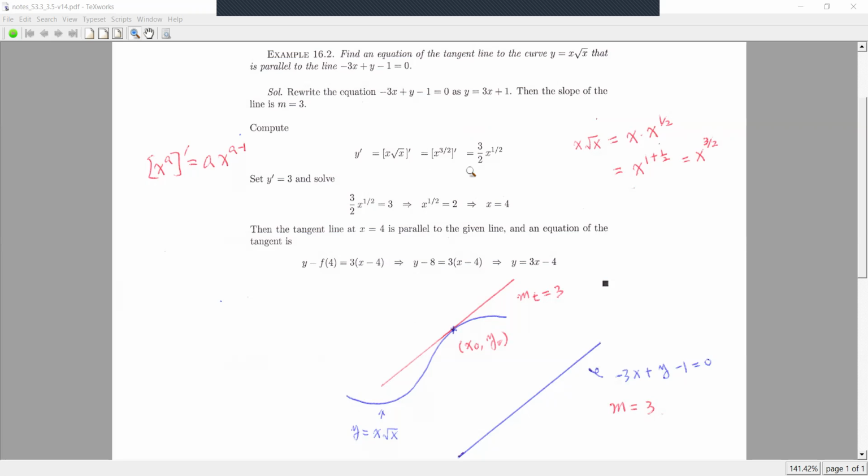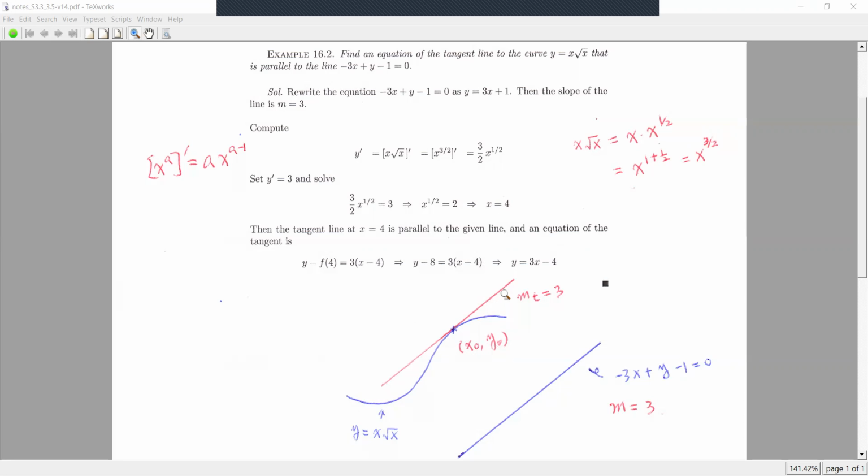Now set the derivative equal to 3 and solve this equation. Move 3/2 to the right side, then we have this equation. Take the square on both sides, then x is 4. So this point, the x coordinate is 4. The y coordinate is the function value at 4.